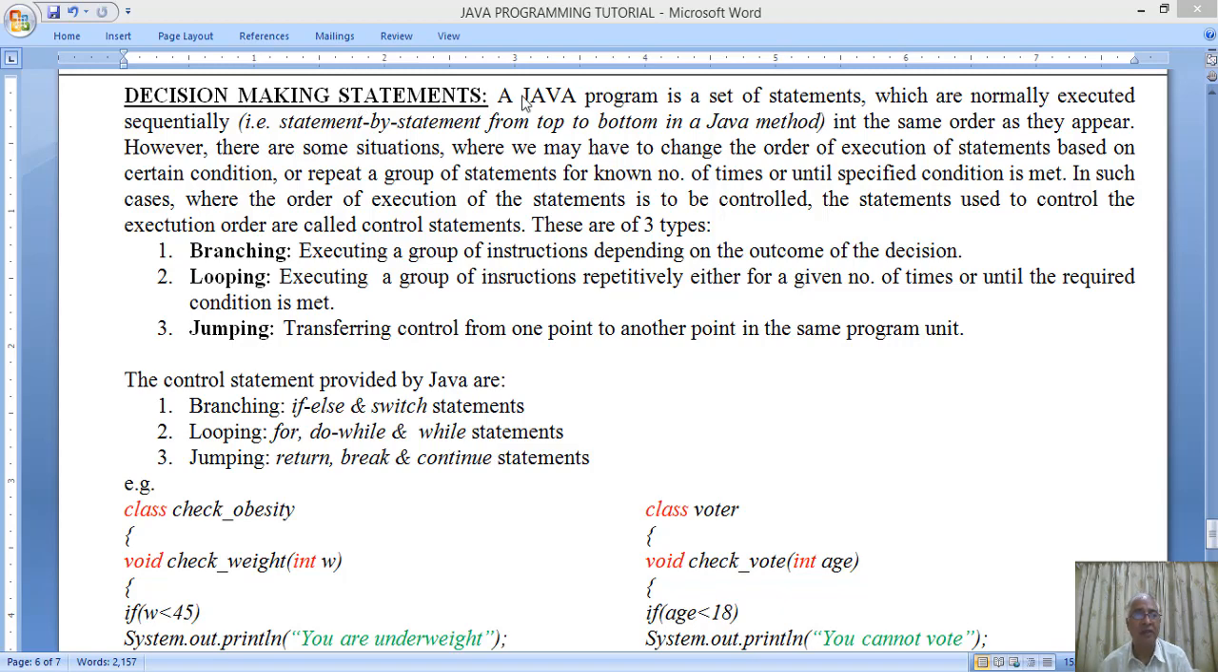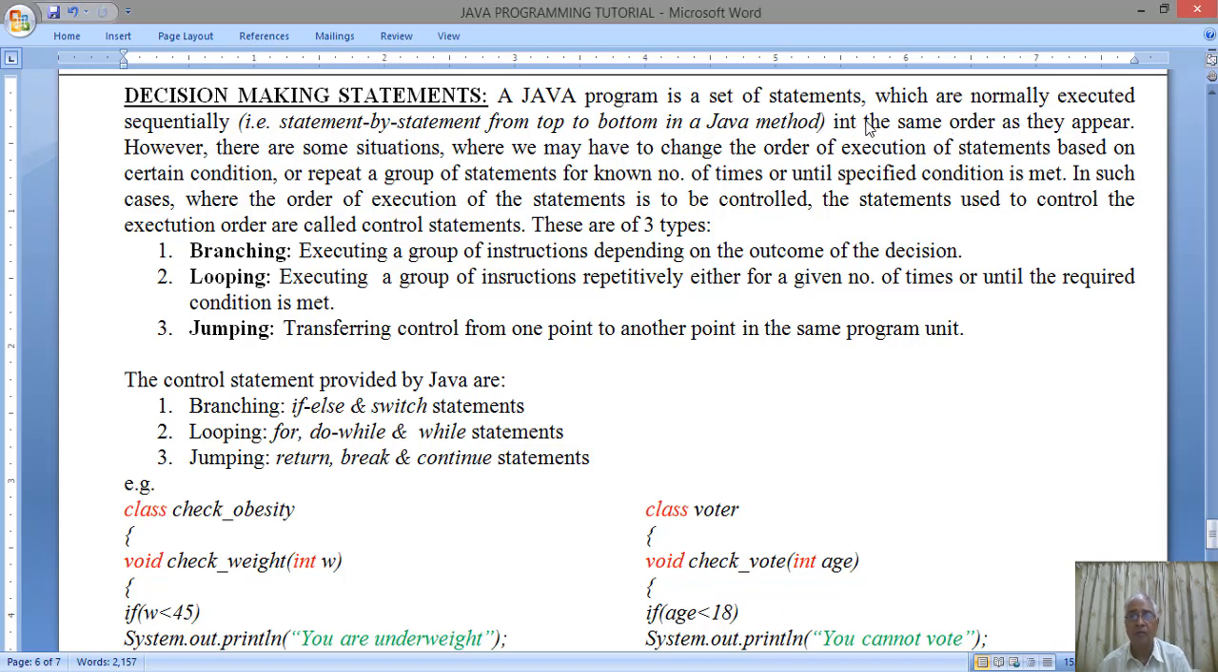A brief definition: a Java program is a set of statements which are normally executed sequentially. In Java, the program is executed one by one, all the statements from top to bottom in the same order as they appear. However, there are some situations where we may have to change the order of execution of statements based on certain conditions, or repeat a group of statements for a known number of times until a specified condition is met.